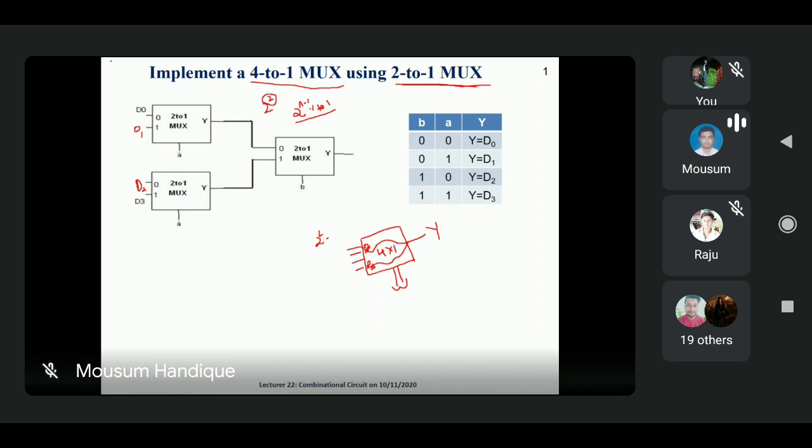Here D0 to D3. If we are using only one mux, what happens? We can only take D0 and D1, but we cannot provide D2 and D3. So to satisfy that condition, we are using 2 muxes, this one and this one. Now you already know, if we are using a 2 to 1 mux, the selection line is only 1. Are you getting my point? And the output is always one, all multiplexers have only one output. Okay, these are the properties of a multiplexer.